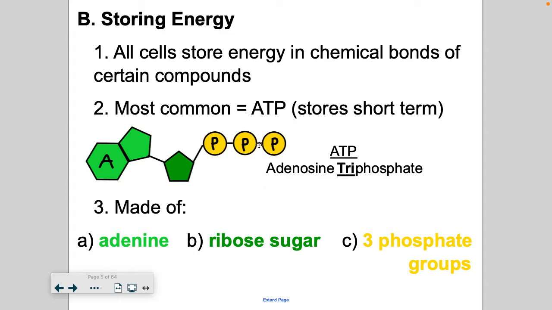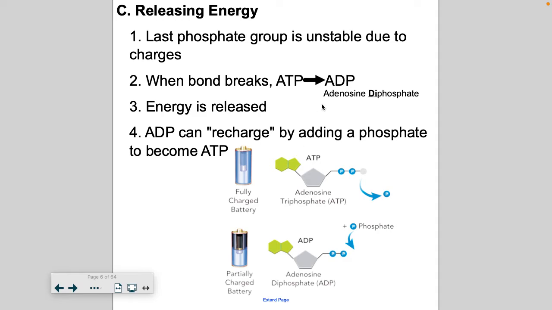And so this last bond right here between the 3rd and the 2nd phosphate is very unstable. And once that bond is released, energy is given off. But it's also very simple to recreate that bond. So the last phosphate group is unstable due to the like charges. And when it breaks, ATP becomes ADP, adenosine diphosphate, because now there's only 2 phosphates. So once that phosphate is cleaved off, energy is released. Here's my ADP molecule. It has the ability to become ATP, so ATP can be used again.